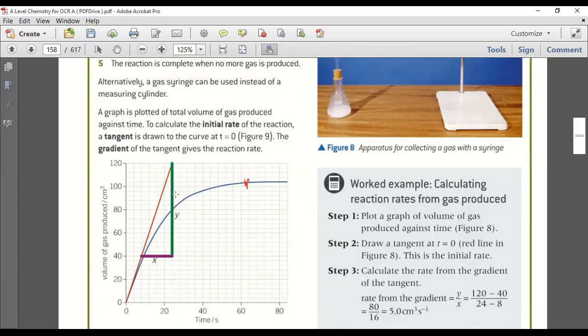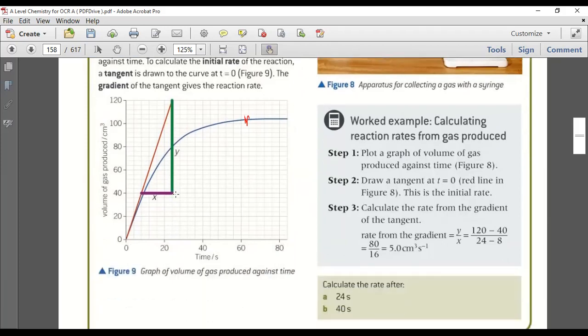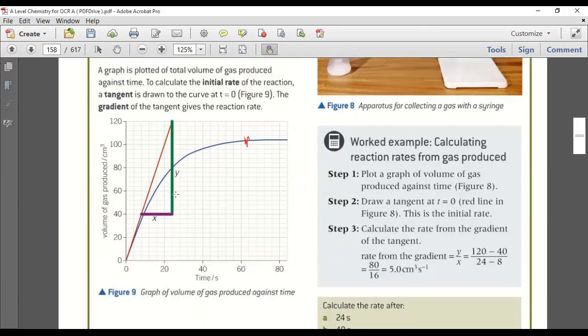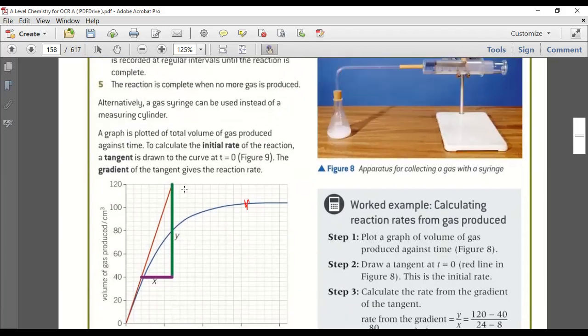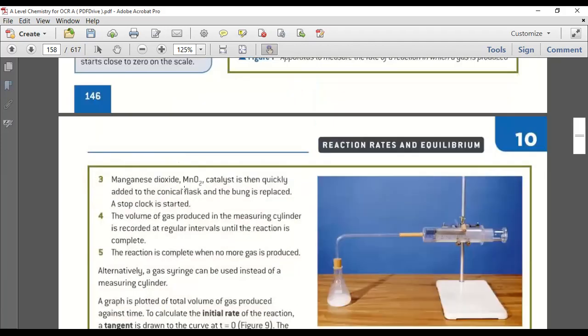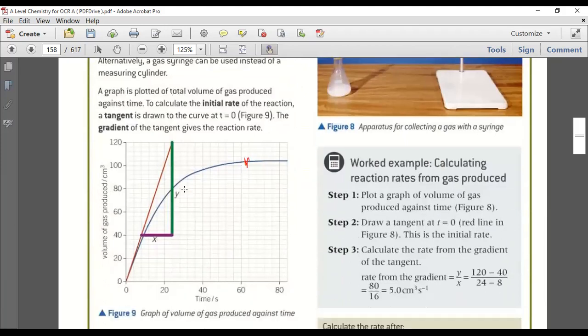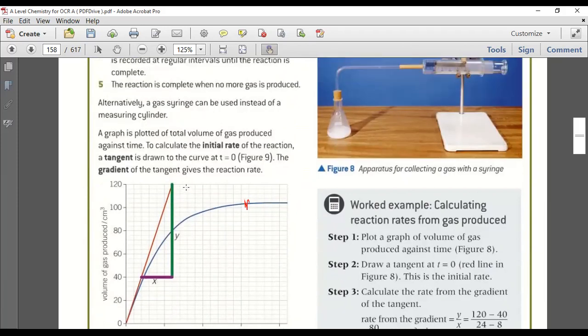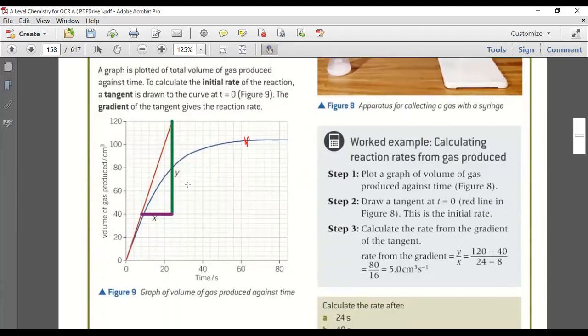Okay. So this is the graph of volume of gas produced against time. This is the amount of gas produced with respect to time. Clear? Now, in this case, a working example is there: calculation of reaction rate from gas produced. Whatever amount of gas is produced, you need to calculate the reaction rate. Now, plot the graph of volume of gas produced against time. That is figure 8.